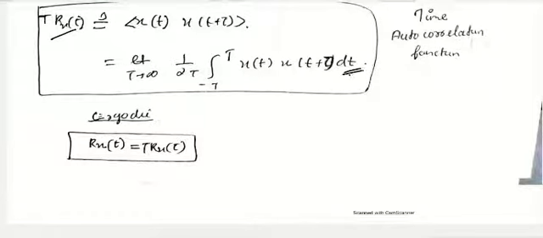Please do not write d tau, that is used in convolution. Here it is dt, x of t plus tau dt. Since it is ergodic, Rx of tau will be equal to the time autocorrelation. This is just to represent that it is time autocorrelation. Not much significance is there for this notation, it is just to represent that it is a time autocorrelation, and both of them will be the same. This is known as the time autocorrelation function.